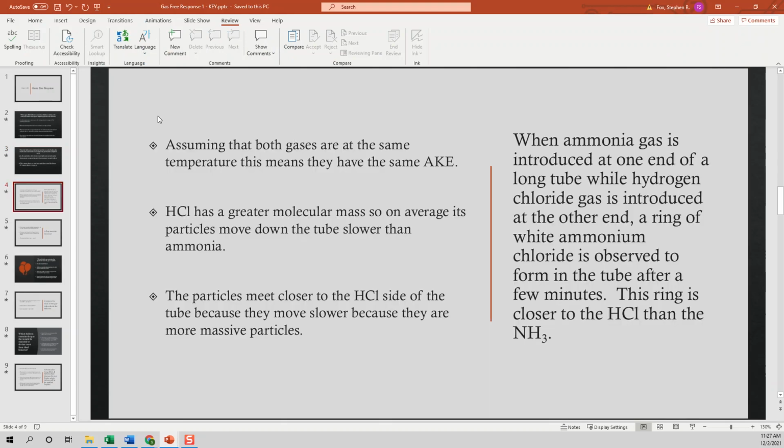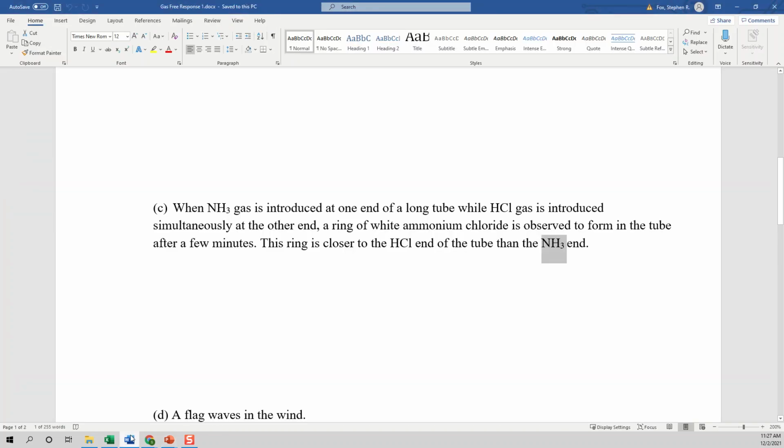So assuming both gases are at the same temperature, this means they have the same average kinetic energy. HCl has a greater molecular mass, so on average, its particles move down the tube slower than the ammonia. The particles meet closer to the HCl side of the tube because they move slower, because they have more massive particles. All right. Sounds good.